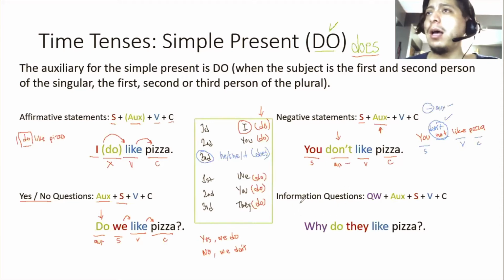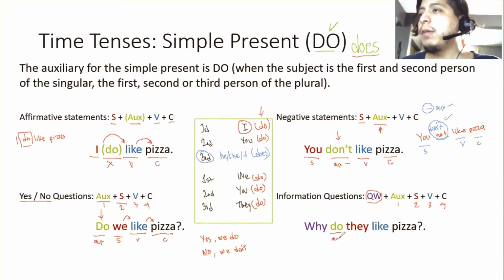What happens with information questions? Well, the order is the same: auxiliary, subject, verb, and complement. The only difference is that you start with a question word. The auxiliary is mandatory, again. Because you have the subject they, the auxiliary is do. If the subject was he, she, or it, it wouldn't be do, it would be does. Okay? Then you have the verb, and then you have the complement.